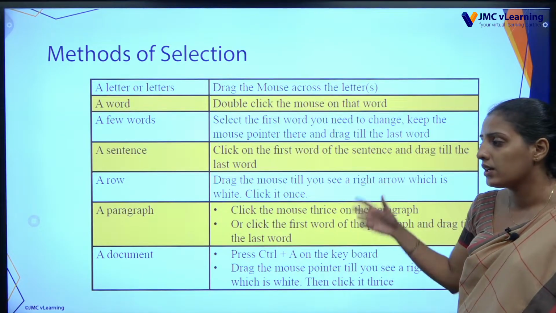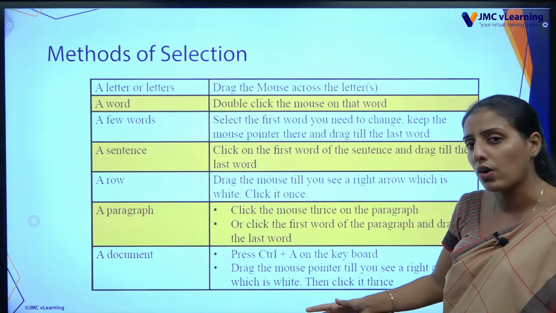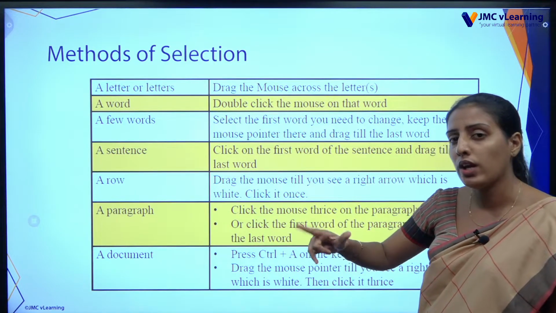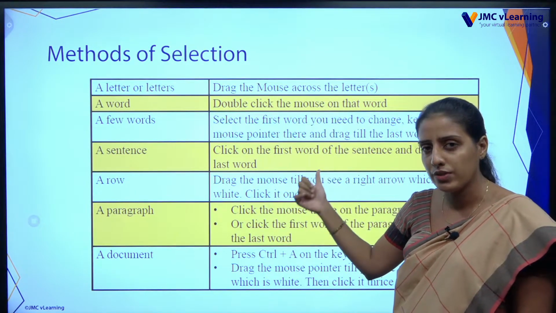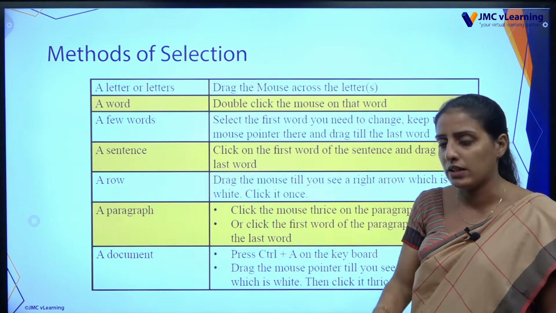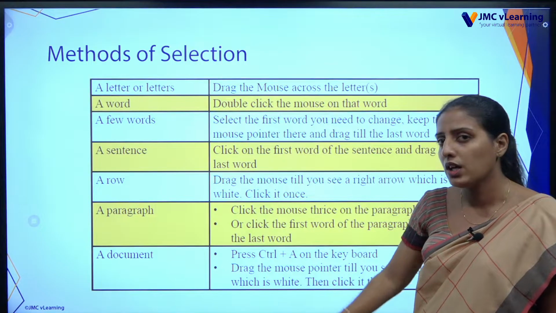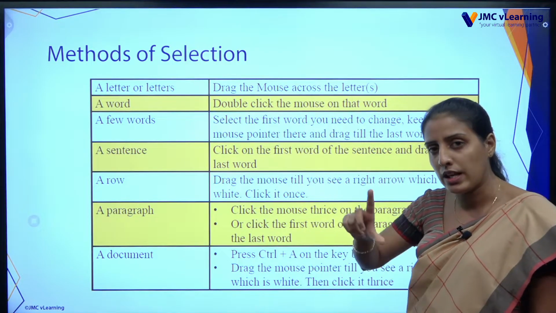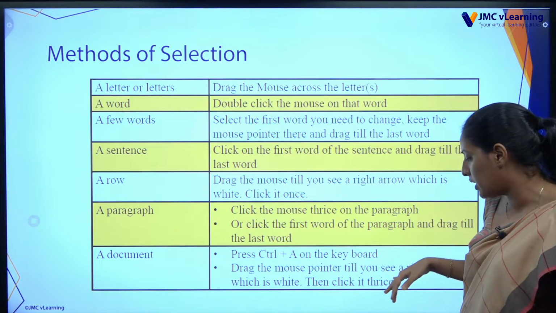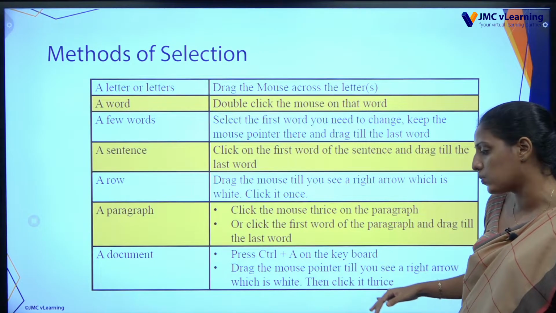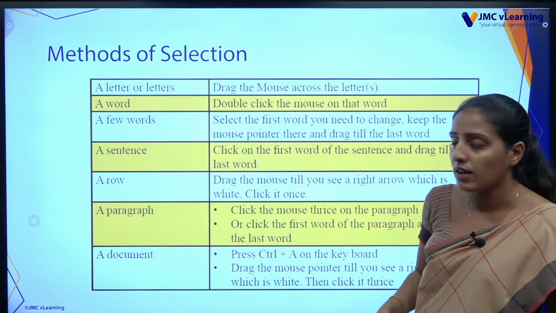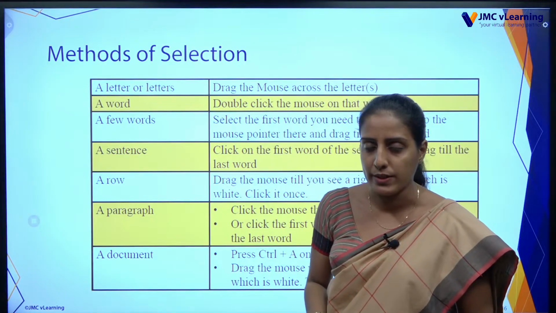A document: if you want to select all the text in the document, this is the shortcut key Ctrl A. Not only in Word, in any software, if you want to select all the text in the document, you can simply press Ctrl A on the keyboard. Drag the mouse pointer till you see the white arrow, then click it thrice. So, let us see these things in Microsoft Word.